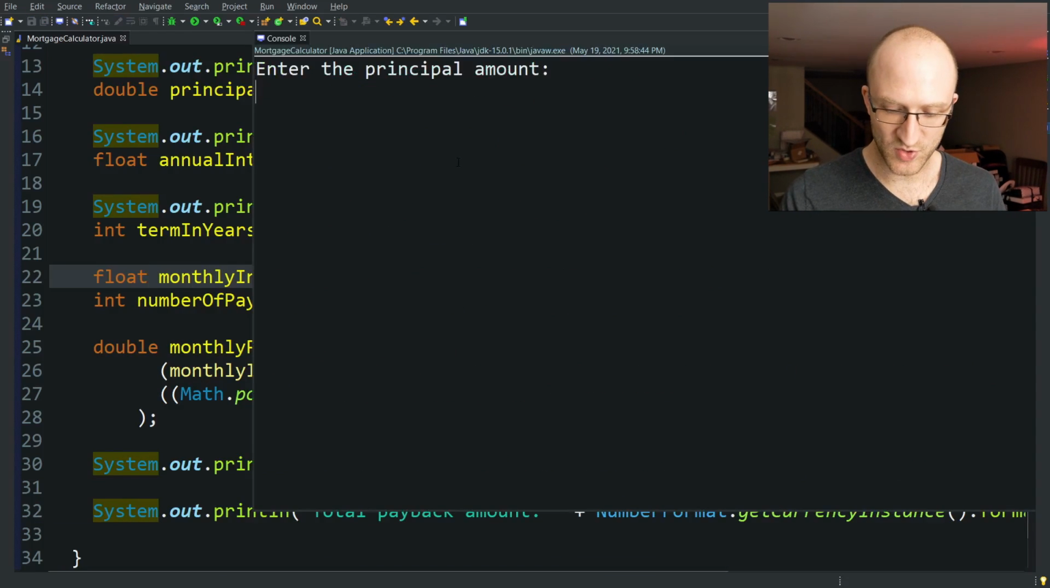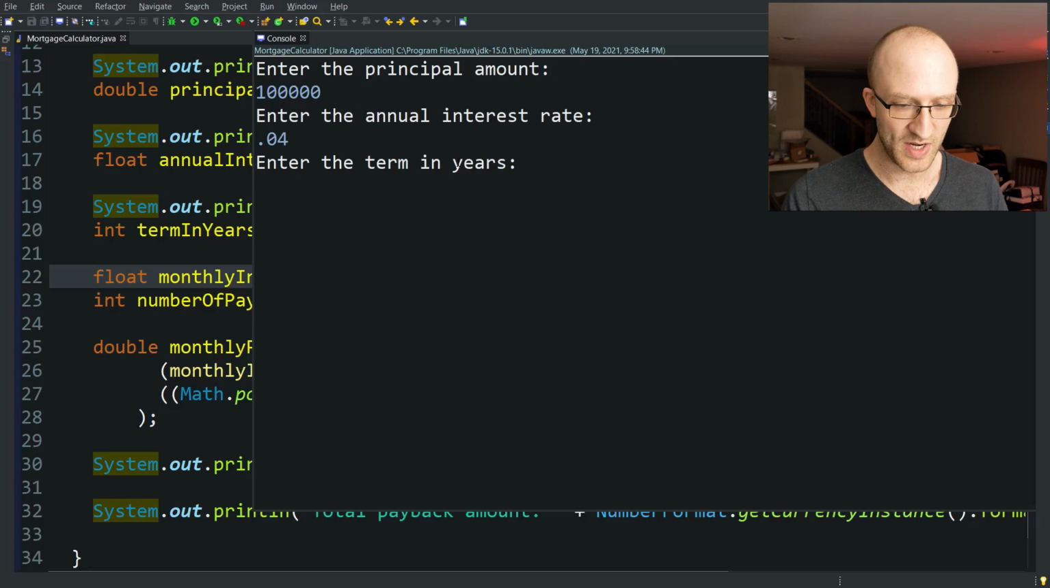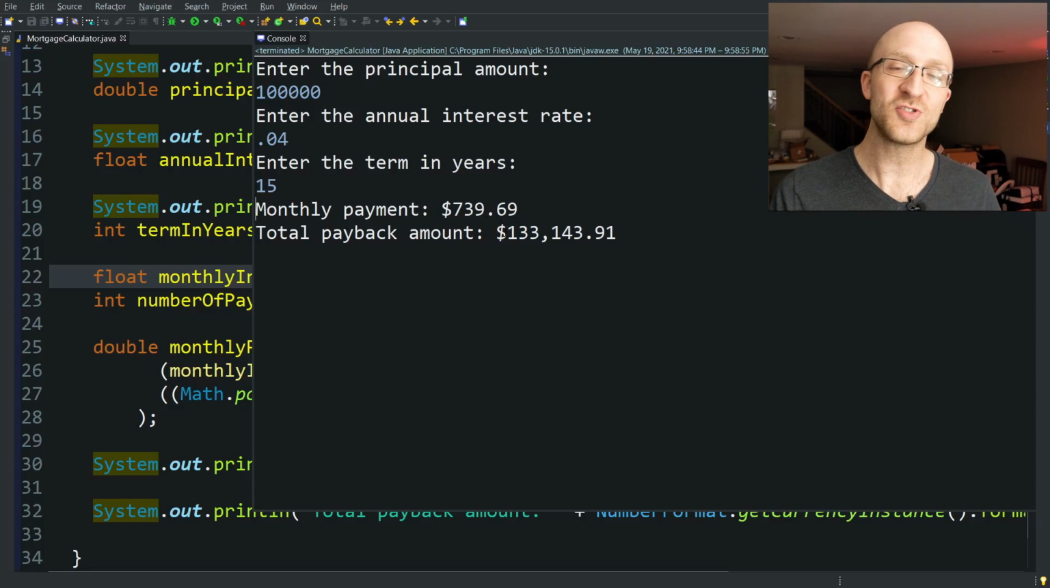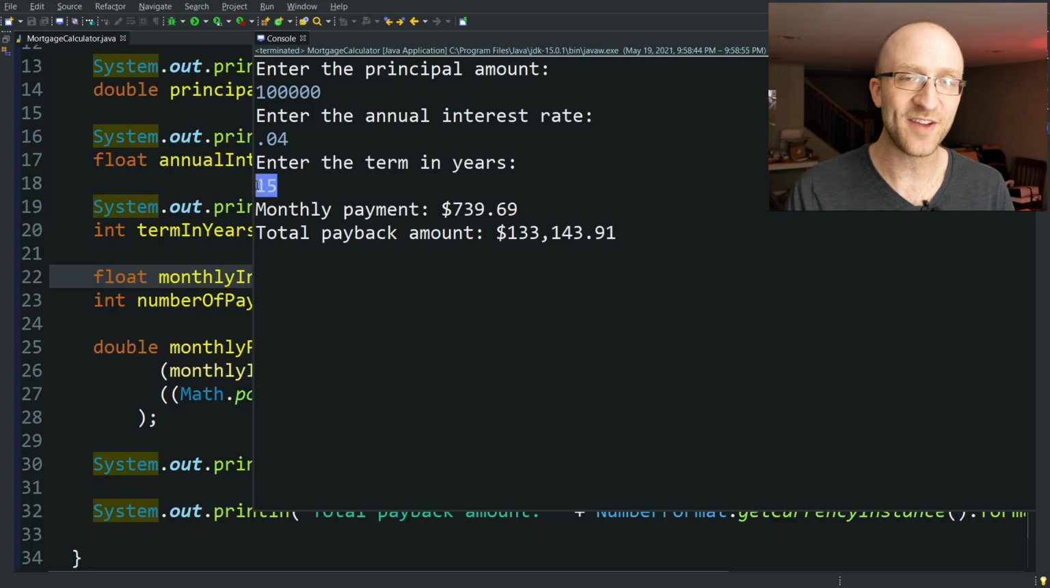Let's just enter the same numbers we did before. So $100,000, 4% interest rate, 15-year term. Let's see what we get. Our total payback amount for this $100,000 loan will be about $133,000. So you're going to be paying about $33,000 for the privilege of borrowing $100,000. So that's a pretty good chunk of change, but here you can see we're only doing a 15-year term.